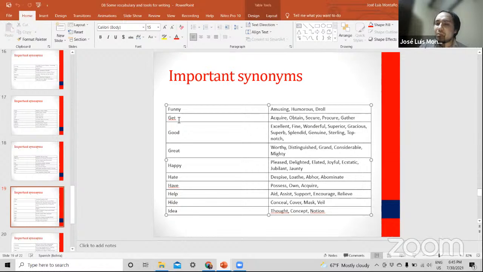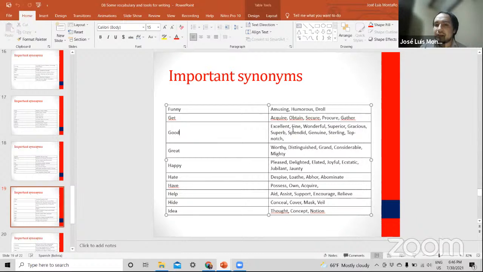You know that get may mean many things, such as arrive, understand, serve. Get could have many meanings, but here this is the primary meaning of get. So instead of get in the primary meaning, you can use acquire, obtain, secure, procure, and gather. Of course, some of those words are going to be better for certain contexts. So you can look for the meaning of those words, but they are considered synonyms.